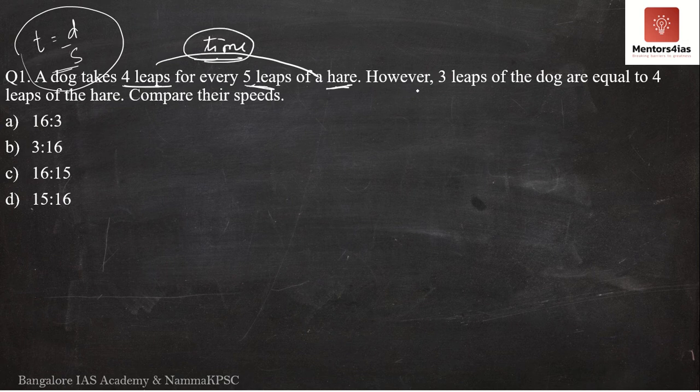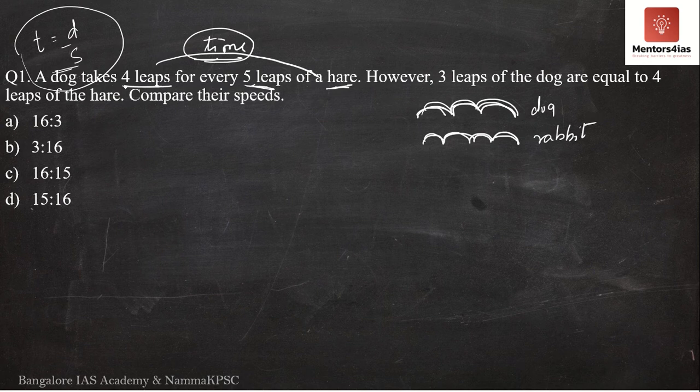The question further says, however, 3 leaps of the dog are equal to 4 leaps of the hare. Meaning, when the dog jumps 3 times, this distance is equal to the rabbit jumping 4 times. The distance covered by the dog in 3 jumps is equal to the distance covered by the rabbit in 4 jumps. This is the dog and this is the rabbit or the hare.